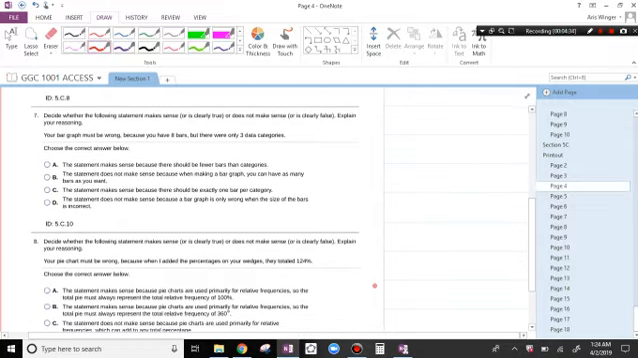Decide whether the following statement makes sense. Your bar graph must be wrong because you have 8 bars, but there are only 3 data categories, right? So if there are only 3 data categories, why would you have 8 bars? So these numbers should match. The statement makes sense because there should be exactly 1 bar per category.